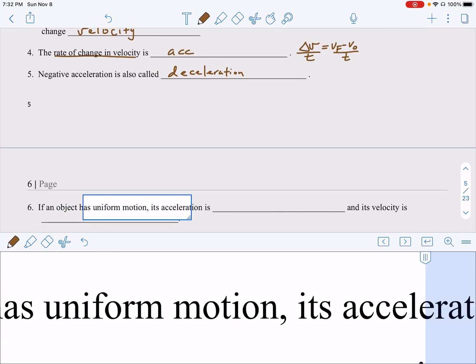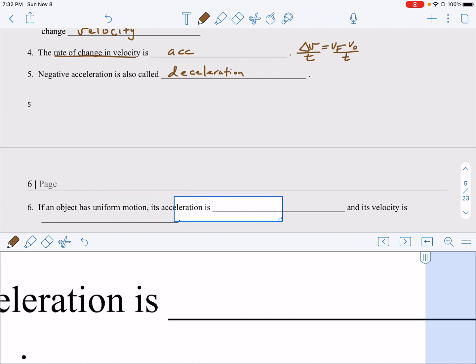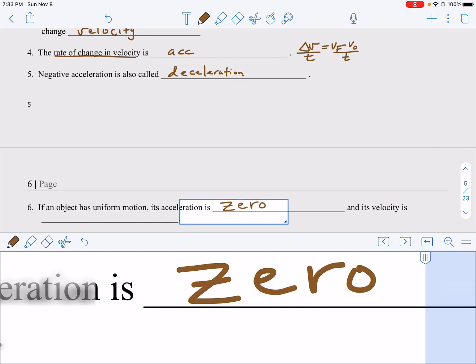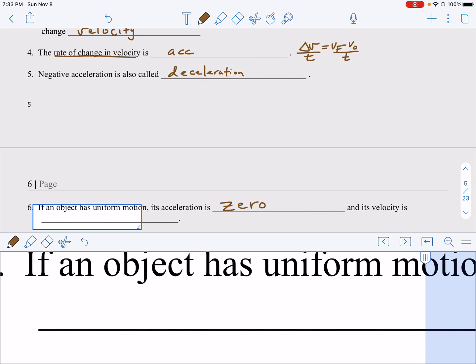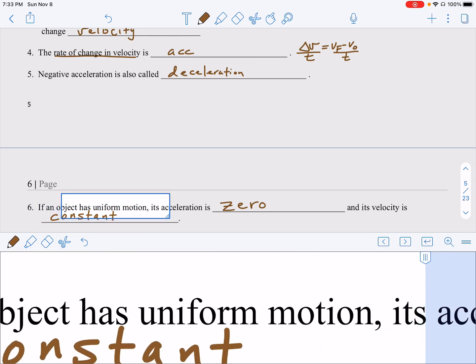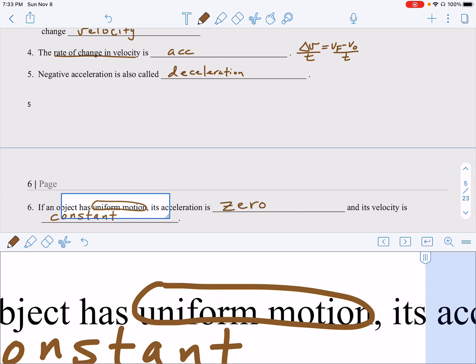If an object has uniform motion, its acceleration is 0. And its velocity could be 0 or constant, but since it's moving, the velocity would be constant. So uniform motion means constant velocity.